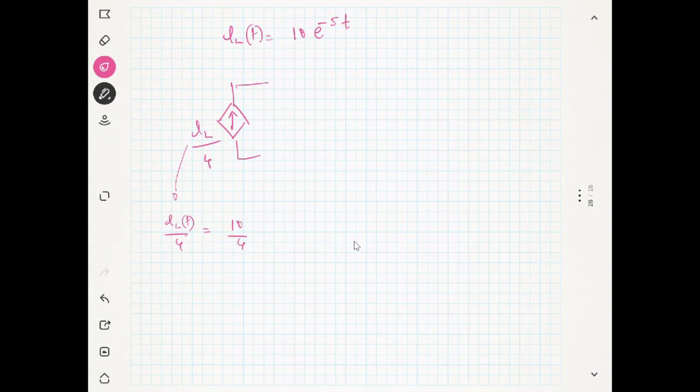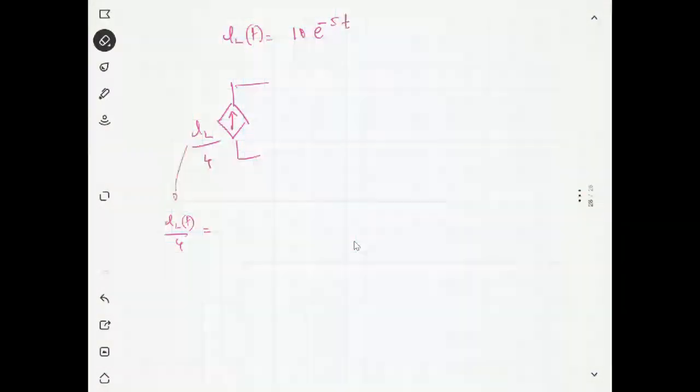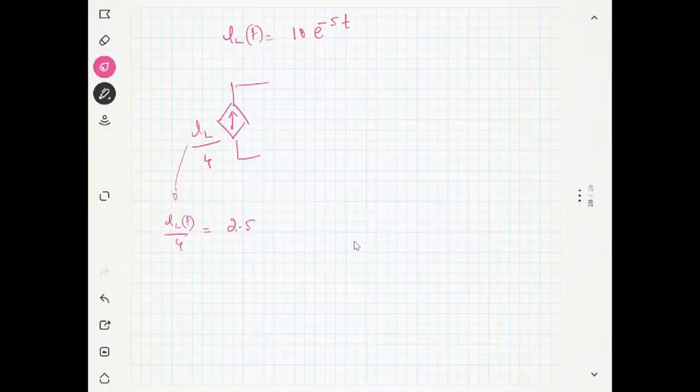10 by 4, that means 2.5. So 2.5 into e power minus 5t. So your current source will be pumping a current 2.5 into e power minus 5t, and that current is depending upon the inductor current actually. You understood? That's how it is working. I hope this part is clear. Okay, clear. So this is the problem.